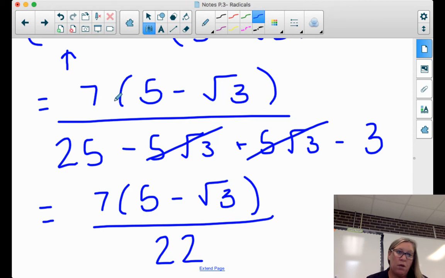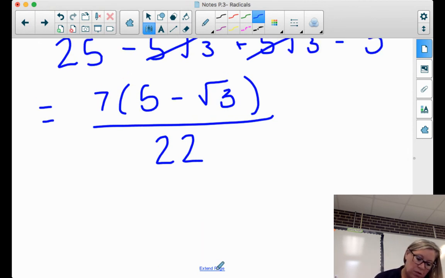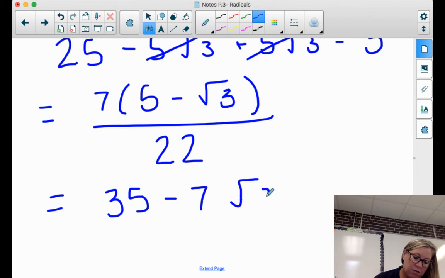So I'm just going to go ahead and distribute it. So 7 times 5 is 35. And then 7 square roots of 3 all over 22.